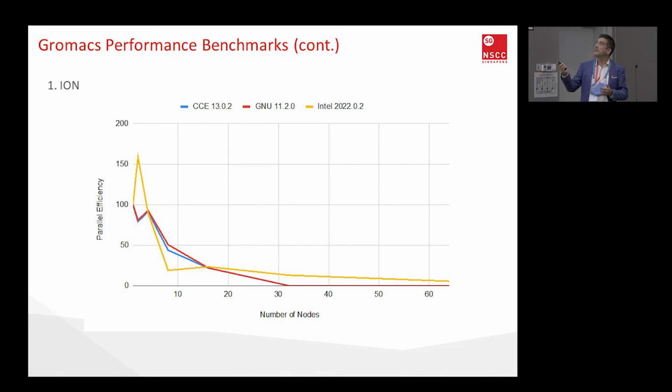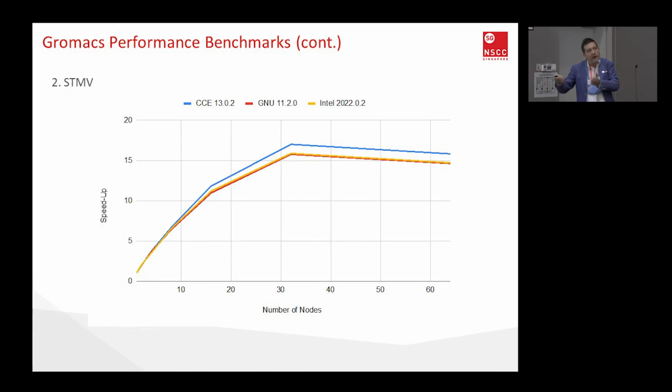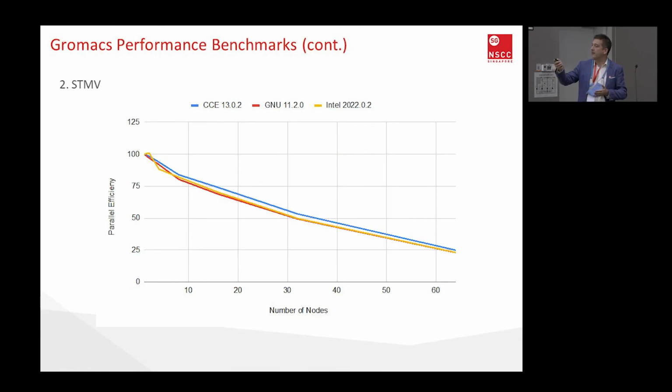And we can see the similar trend for the 1 million atom benchmark. This is satellite tobacco mosaic virus. Again, there's no point going beyond 32 nodes, right? You can, of course you can, but why would you? It will take your job way longer to run. And again, similarly, the parallel efficiency significantly drops.